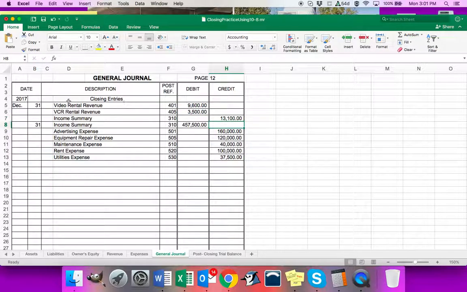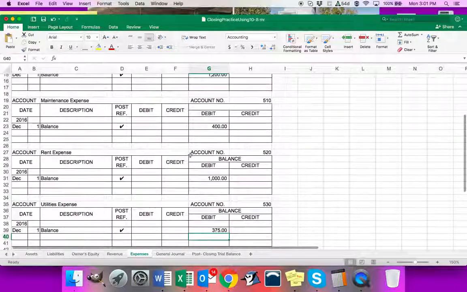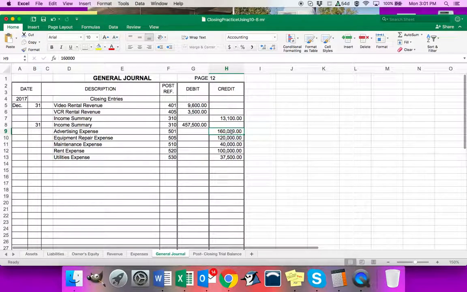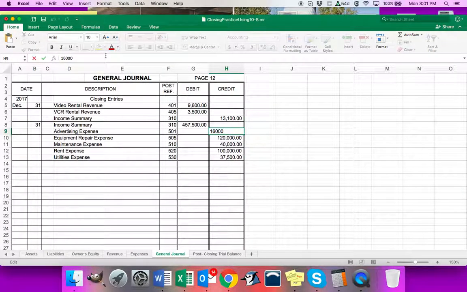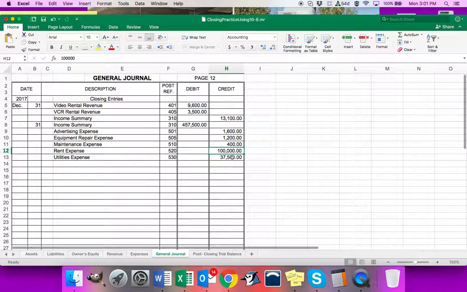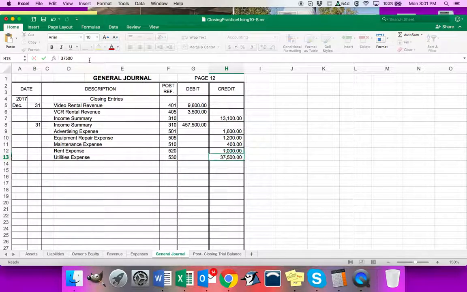Okay, which makes your closing your income summary. And then here again, you're going a little much on it. If you look at your expenses, we've got 400 for maintenance, 1,200, 1,000. So you kind of have the right numbers. You just got a little excited with too many zeros. Was that 4,400? 400. Okay.